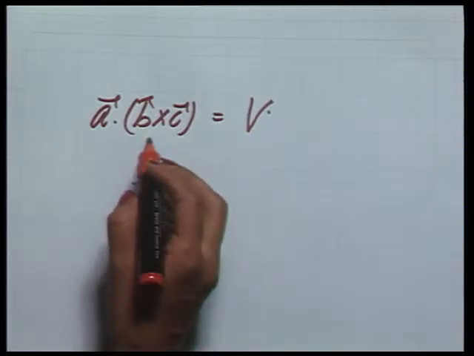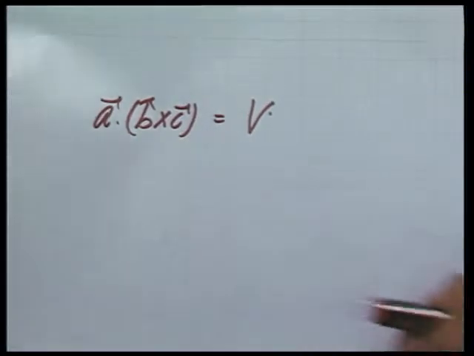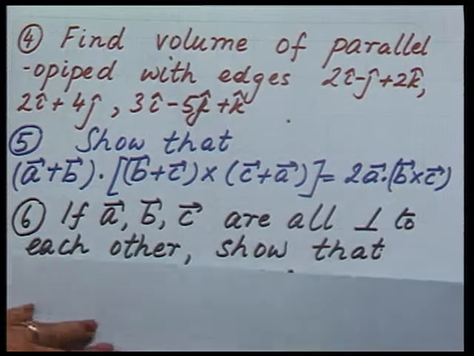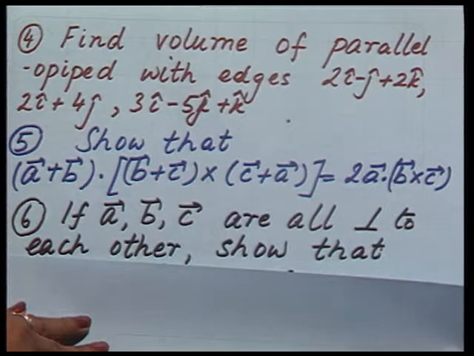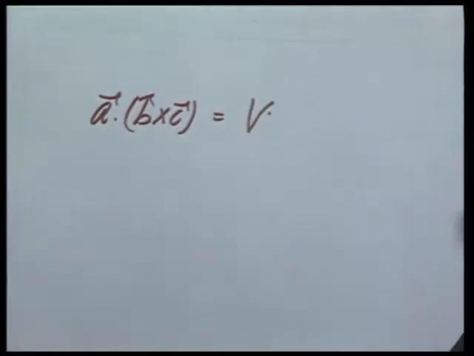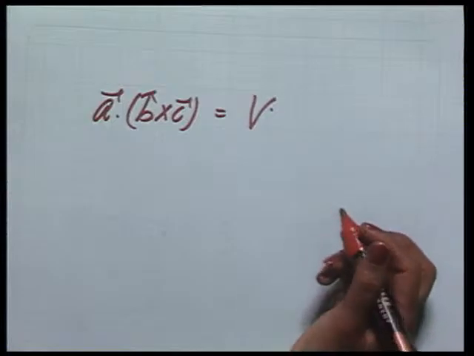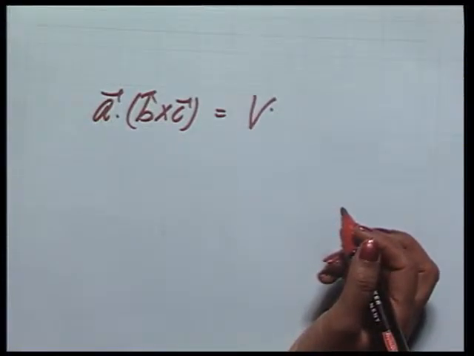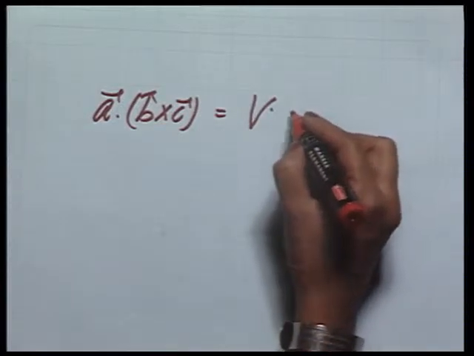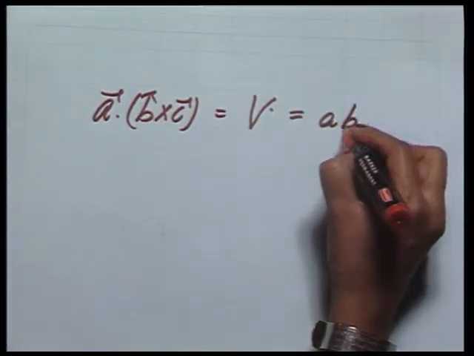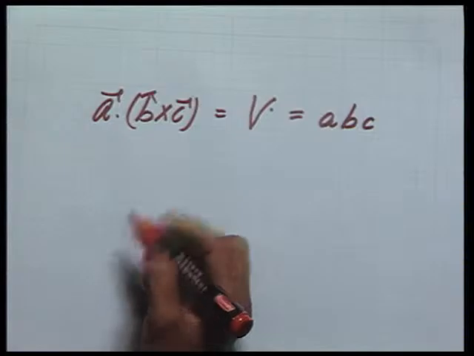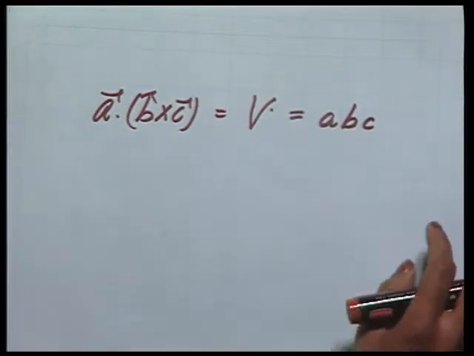But since A, B and C are given to be perpendicular to each other, that is the new fact that is given. Therefore, this parallelepiped becomes a cuboid. And we know that the volume of a cuboid with sides A, B and C is ABC. Square both sides and you get your result.